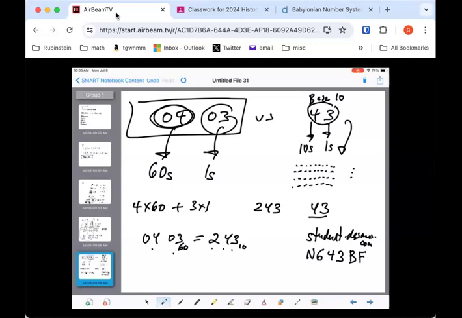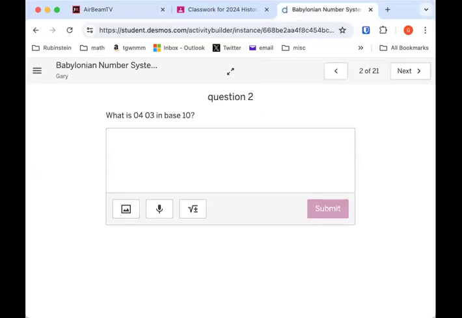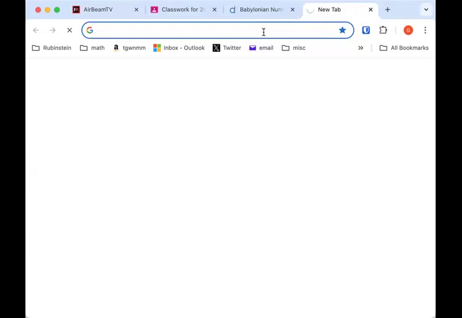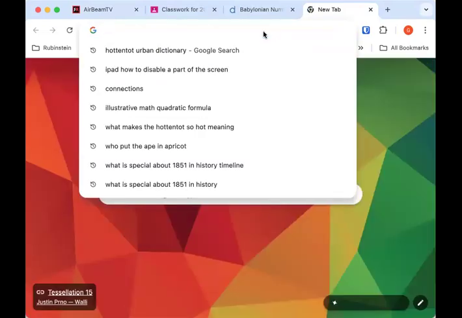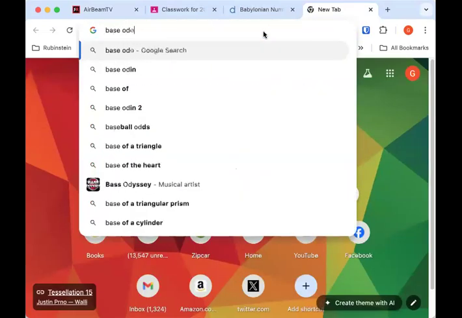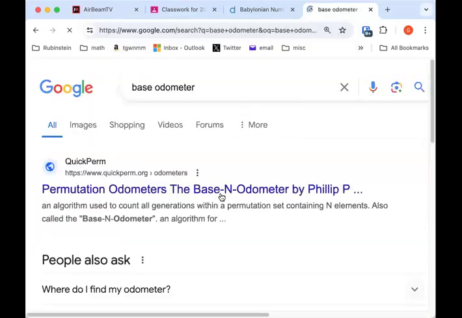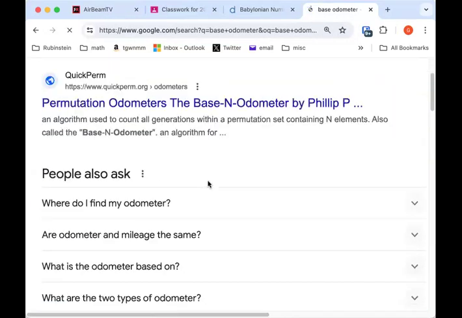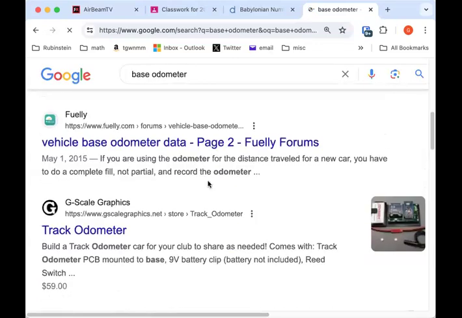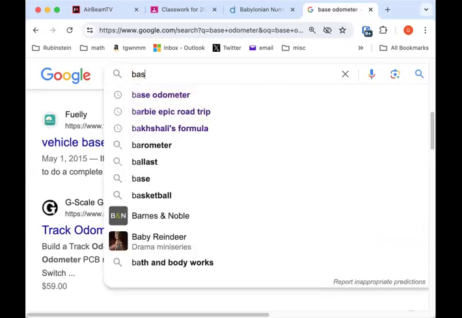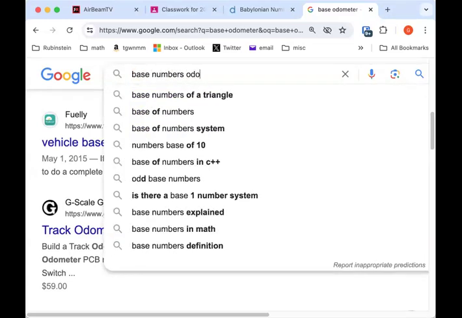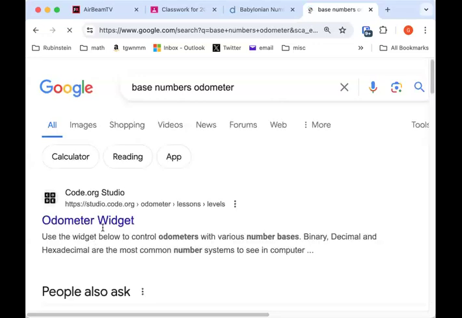Okay, now here is a challenge question for you. By the way, I think even before I do that, I'm going to show you something. If you're struggling with bases, odometer, I always like this graphic. Let's see. Base numbers, odometer. Here. I always like this.